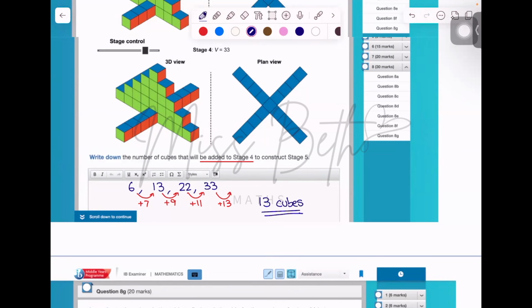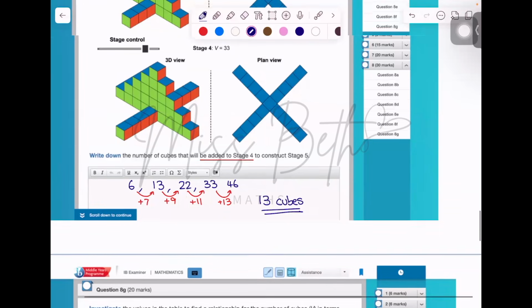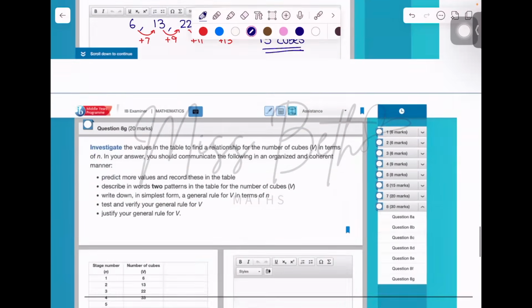Okay. And of course, if you want, you can work out what stage 5 is going to be there. So it's going to be 46. I'm sure you're going to use this in the next part of the question. Okay, so then on to the big part.